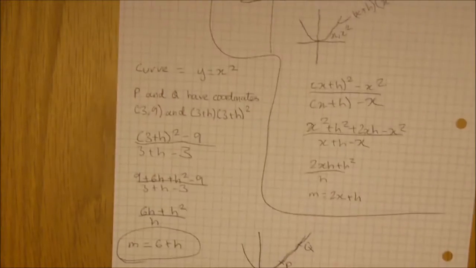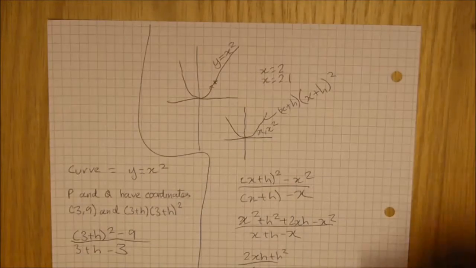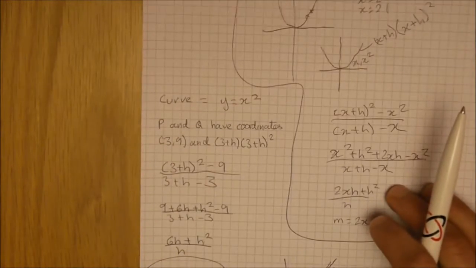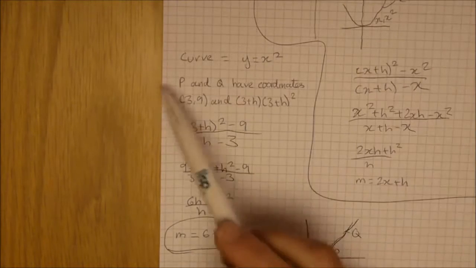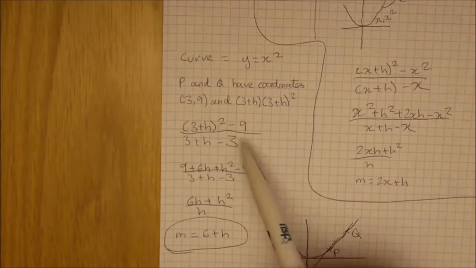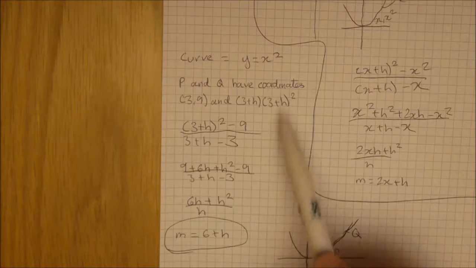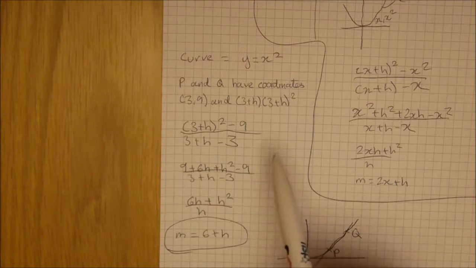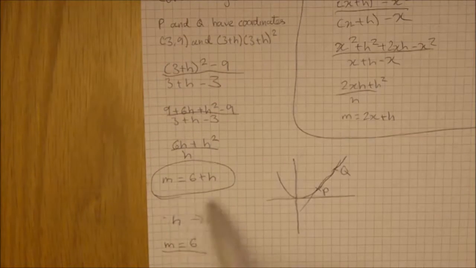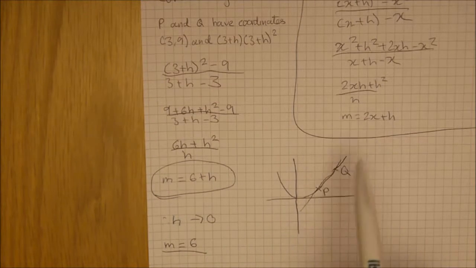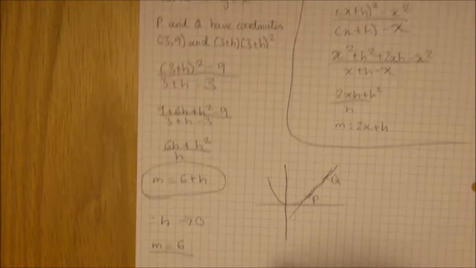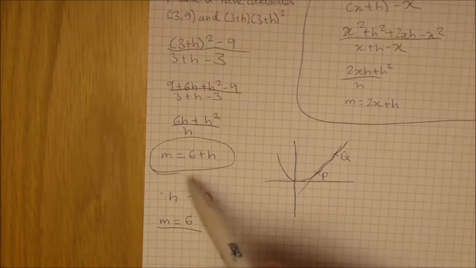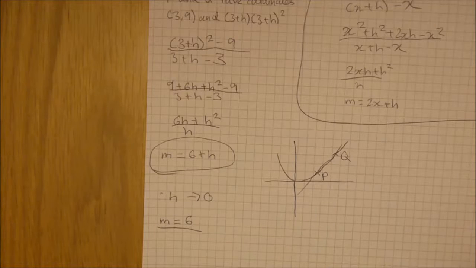To briefly summarise, we've been over the differentiation proof, and I'm not going to go over that again. We've taken a question with P and Q coordinates (3, 9) and (3 plus h, (3 plus h) squared). Then we've put it into the y2 minus y1 over x2 minus x1 method, and to find the gradient of the chord we've got 6 plus h. Then, in order to find the gradient of the curve, we've simply made h tend towards 0 and therefore left the gradient as 6.